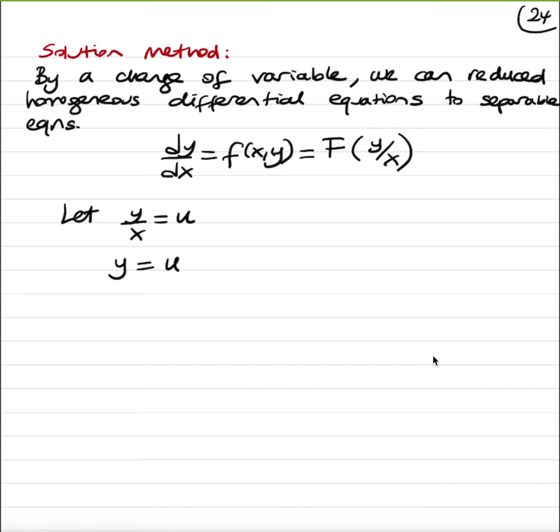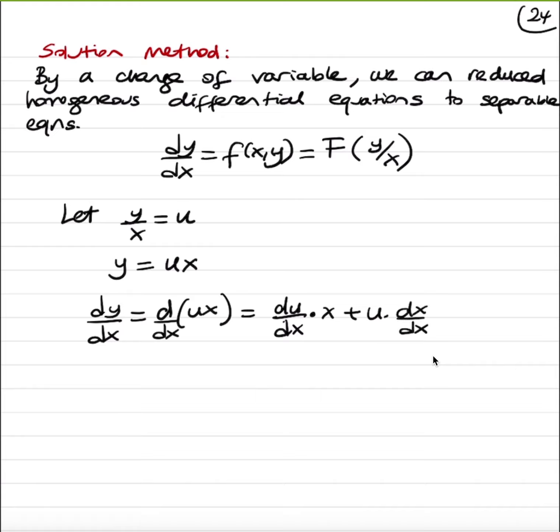But what will we put instead of dy over dx? When we take the derivative, this is a product rule, right? If you remember the derivative of a product, it is du over dx times x plus u times dx over dx. The derivative of x with respect to x is 1.